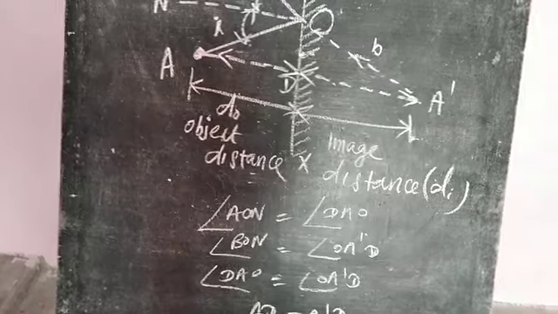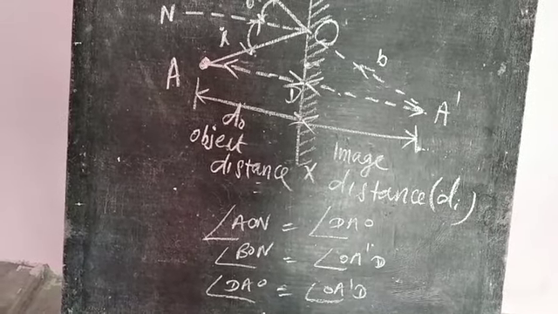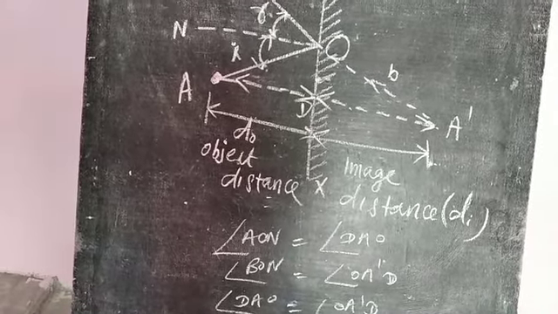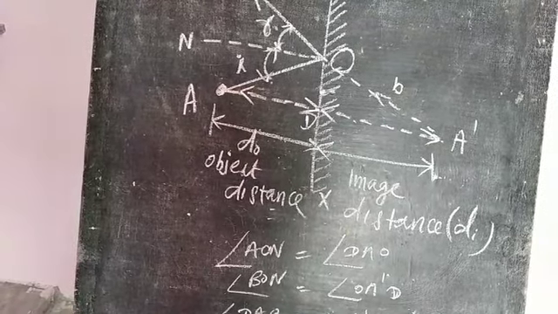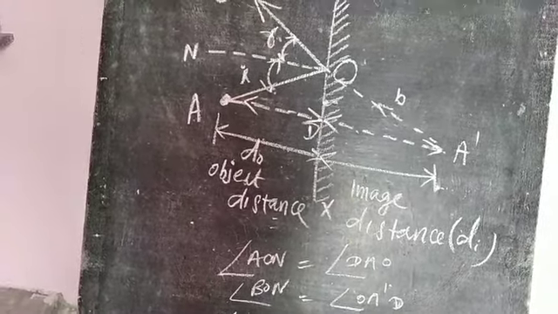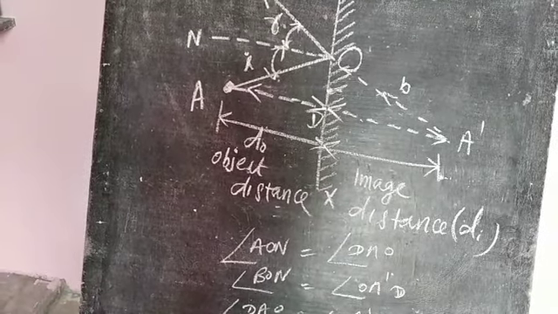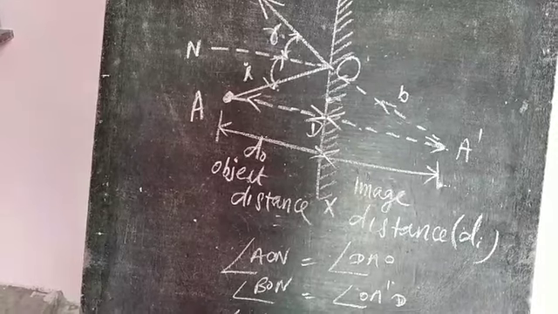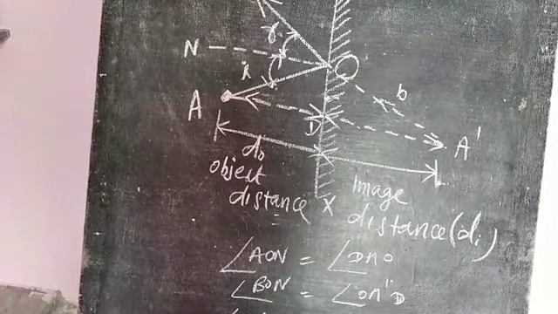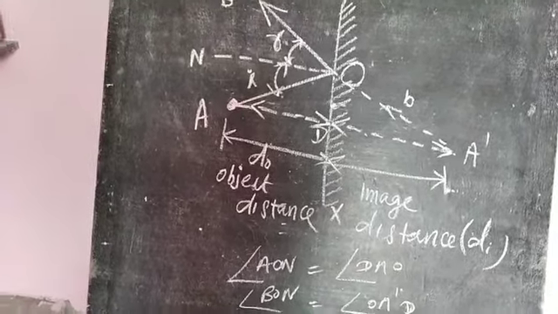Next, characteristics of the image formed by the plane mirror. The image formed by a plane mirror is virtual, erect and laterally inverted, sideways, left to right. The size of the image is equal to the size of the object. The image distance behind the mirror is equal to the object distance in front of the mirror.